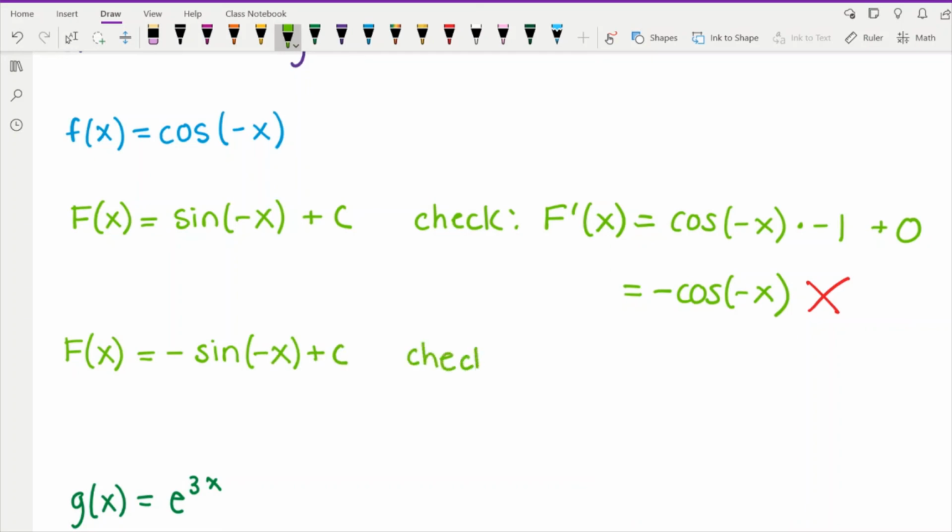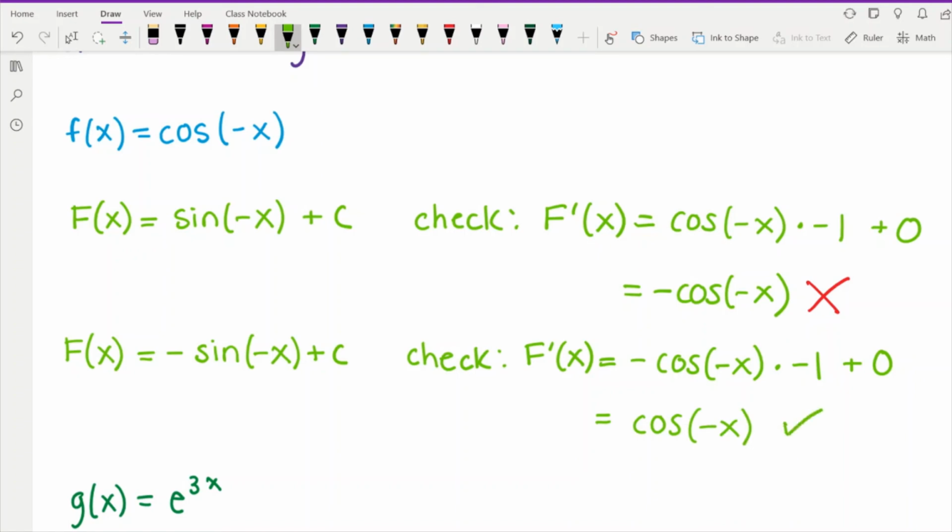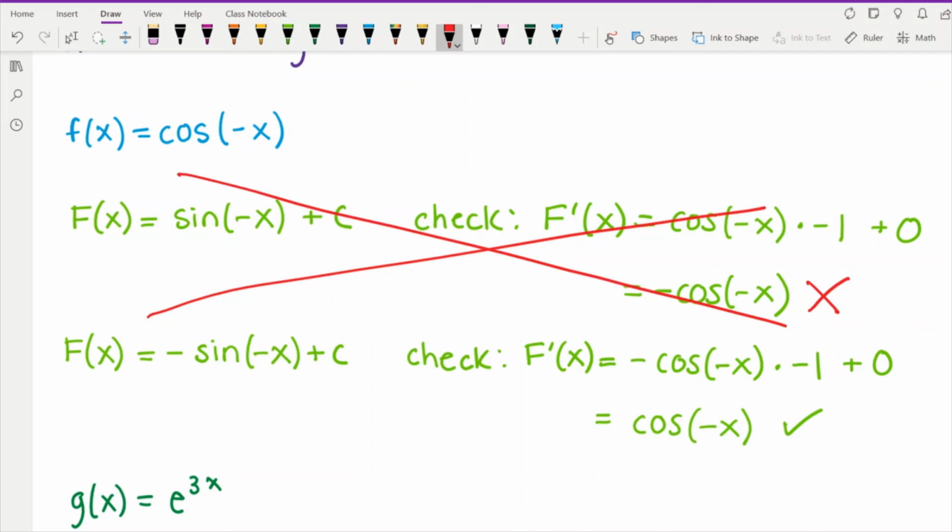If we check this one, we would now have negative cosine of negative x, because the outside derivative is still going to be cosine of negative x, but we have this extra negative sign now. Then we multiply by the derivative of the inside function, which is negative 1, and then we have plus 0 from the c. And so this is now going to give us negative times negative, which is positive cosine of negative x, and that is correct.